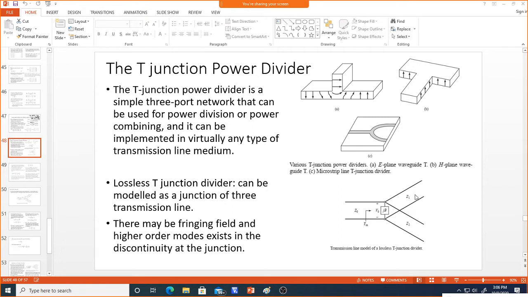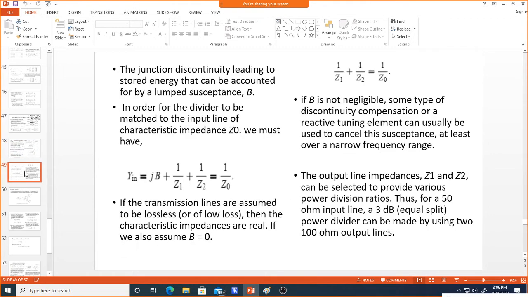Now this is a 3-port network, a T junction power divider. Port 1 is matched with Z0, and the other ports have different impedances, Z1 and Z2. Now how the power will be divided, you can calculate. As I said, there is a discontinuity at the junction, so there will be some capacitance effect, which gives the capacitive reactance, called the susceptance.